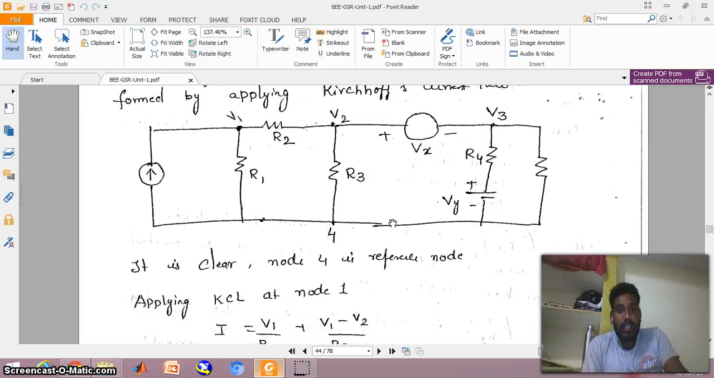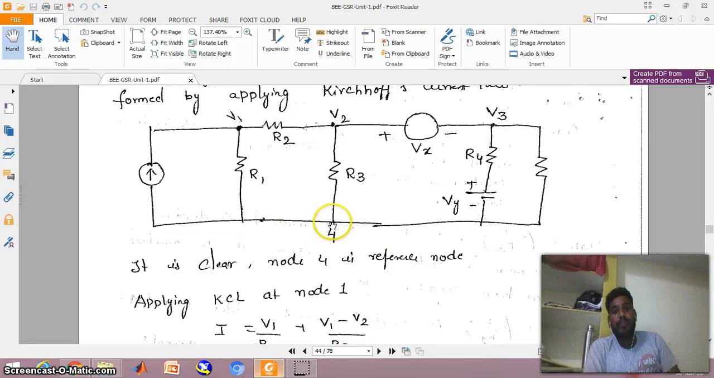So first consider one circuit. This is the circuit. First identify the nodes. Here the current source, R1 and R2 meet at this point. This is node 1. Next, R2, R3 and this voltage source meet at this point. This is node 2. Next, this voltage source, R4 and another resistance, R5, meet at this point. This is another node. Next, the current source negative point, R1 negative, R3, this voltage source and R5 are all connected here. So this point is treated as another node.